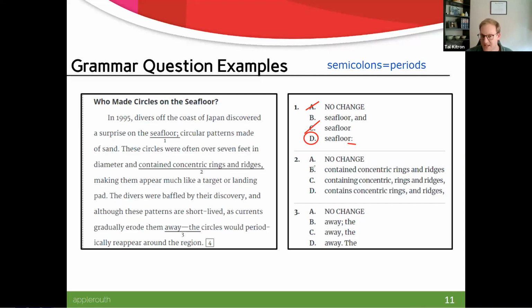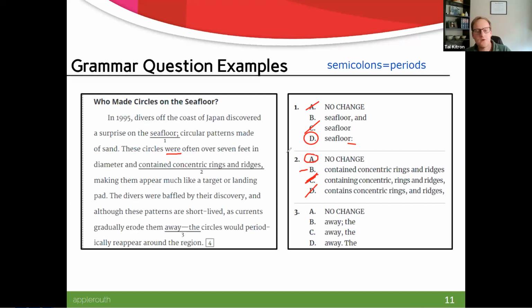And honestly, usually when in doubt, we should cut commas out. But I felt like maybe this pause was okay. Pausing between concentric rings and ridges is weird. That's all one idea. Contains, well, I think we're in the past tense, so D doesn't really make sense. So down to A and B, and we'd have to just consider, can I get away with no comma? In this case, no, we need the comma.